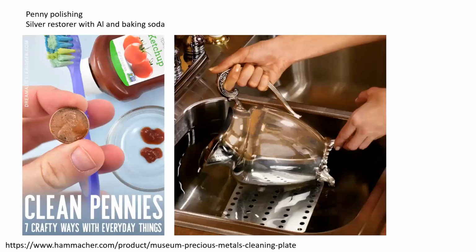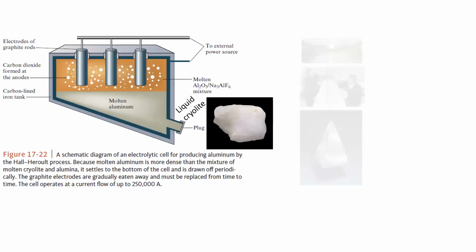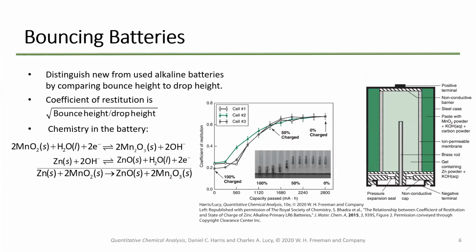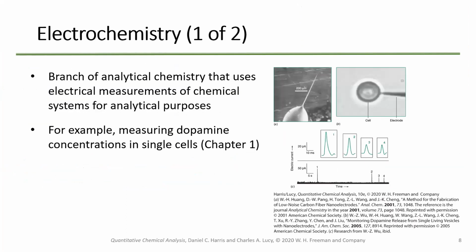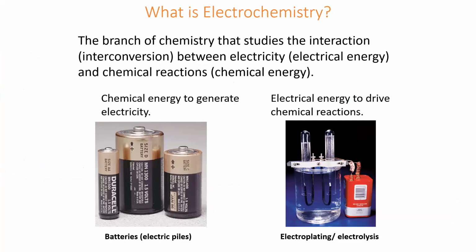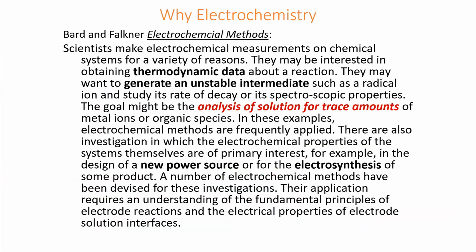All right, so polishing a penny, we can do lots of cool things. Aluminum is awesome. Yeah, you can bounce a battery. You've got two basic things. One is going to be our galvanic or voltaic cells. The other is the electrolytic cell. Do you generate electricity, or do you use electricity to generate a chemical reaction?